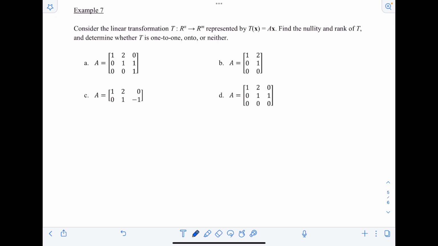All right, I'm going to tackle this by making a chart and listing a bunch of information that we've talked about. We've got four things we're looking at. We've got A, B, C, and D.